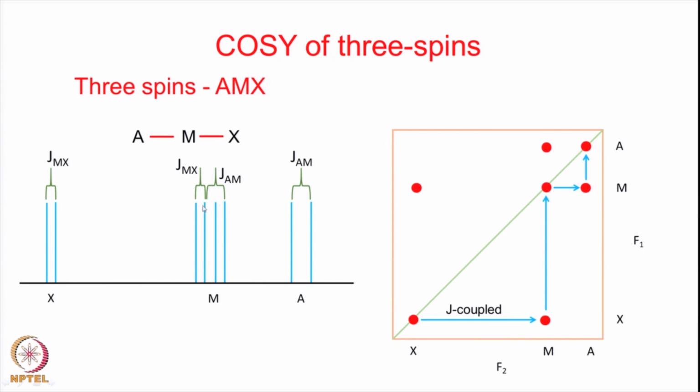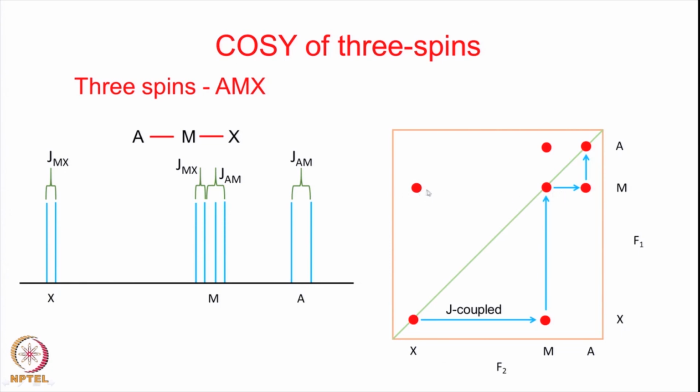So this MX coupling, and this is the AM coupling here, and the A spin will be a doublet again, but this is showing the coupling constant AM. So this produces an overall COSY spectrum like this, where you have a correlation from A to M here, and this is the cross peak, and these two are the diagonal peaks between A and M. This cross peak here arises because of the coupling between M and X.